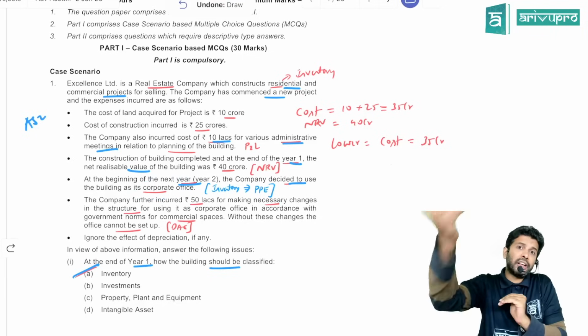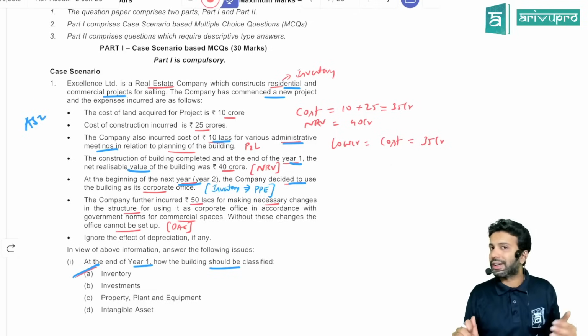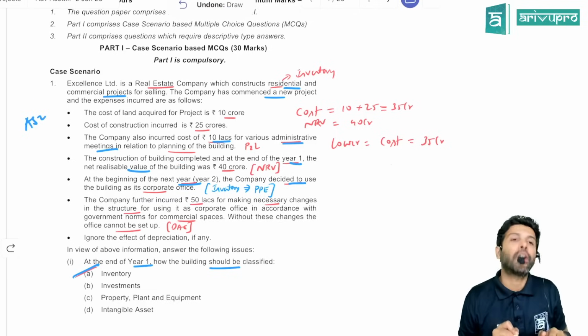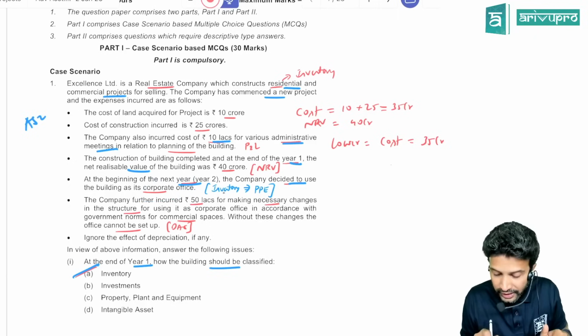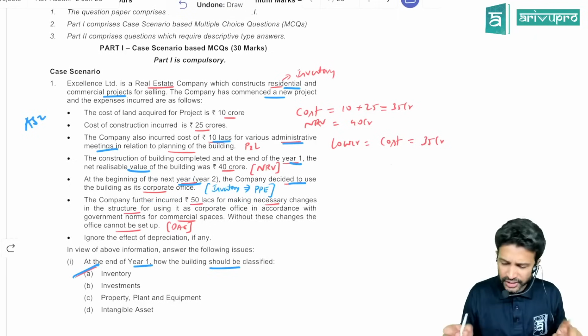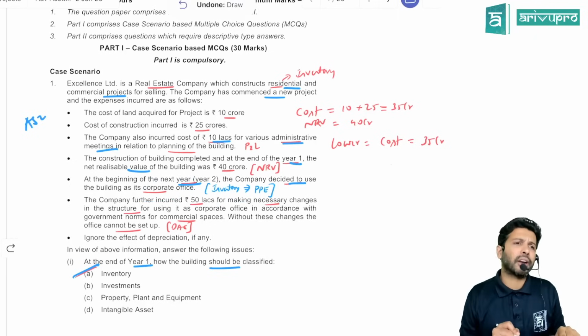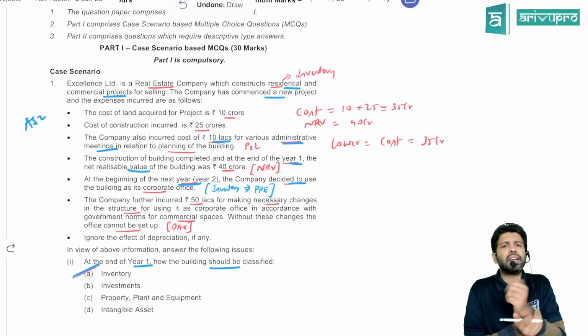Does the company have the intention to sell it or use it for their own business purpose? They are using it for their own business purpose as a corporate office. That means in the second year, is it inventory? No. You'll have to reclassify from inventory to property, plant and equipment. What is the cost of inventory? 35 crore. That means the cost of PPE also will be 35 crores only unless they give any other extra information.